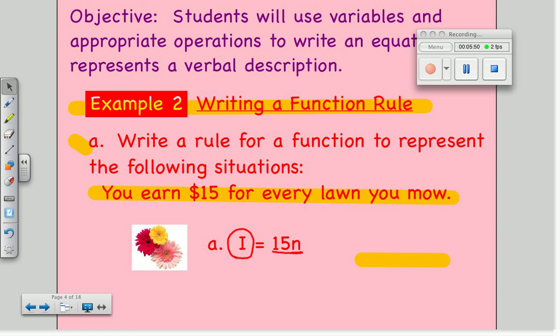So I chose I because that's the output variable. I'm sorry, the input variable is N, and the output variable is I. So this is the number I'm going to input, and every time I input that number, this is what comes out. Okay, so if I input 2, I mow 2 lawns, then the output is going to be 30. If I input 5, I mow 5 neighbors' lawns, right? Then the output is going to be 75. Because 15 times 5 is 75. Right?